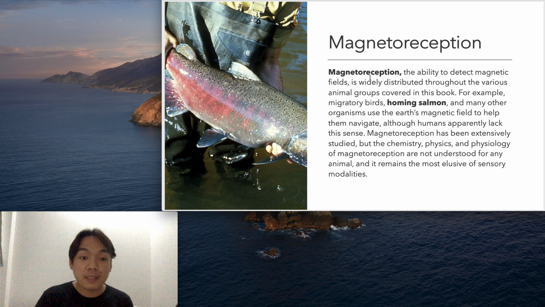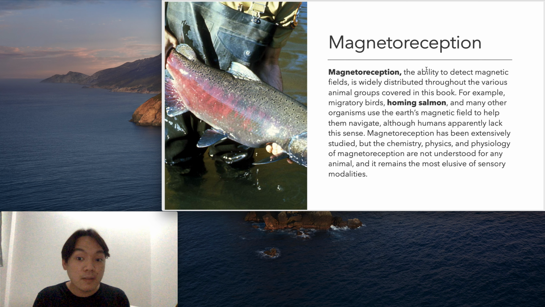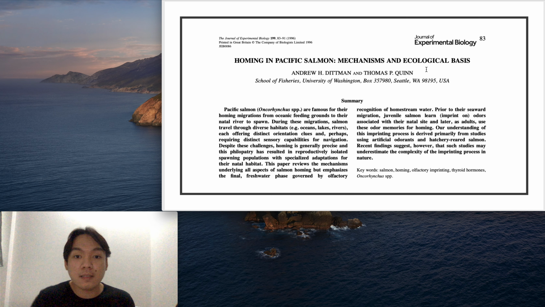Next we have magnetoreception. The homing salmon is an example of an animal with magnetoreception ability. They can detect magnetic fields. These have been extensively studied, but they are not yet well understood among animals and remain the most elusive of the sensory modalities. And this is a paper on homing Pacific salmon, the mechanisms and ecological basis, which studies magnetoreceptors.